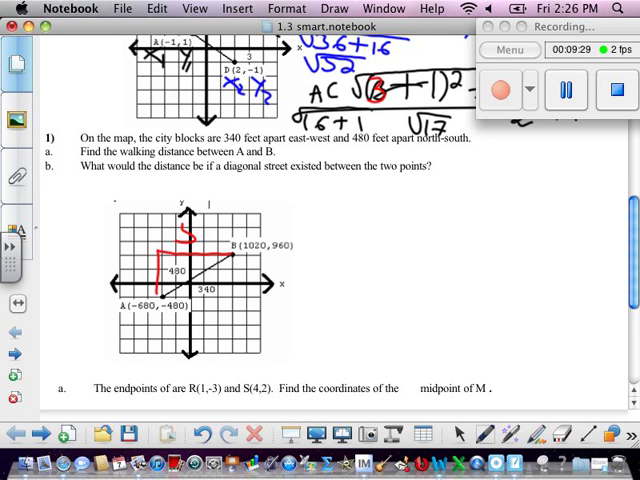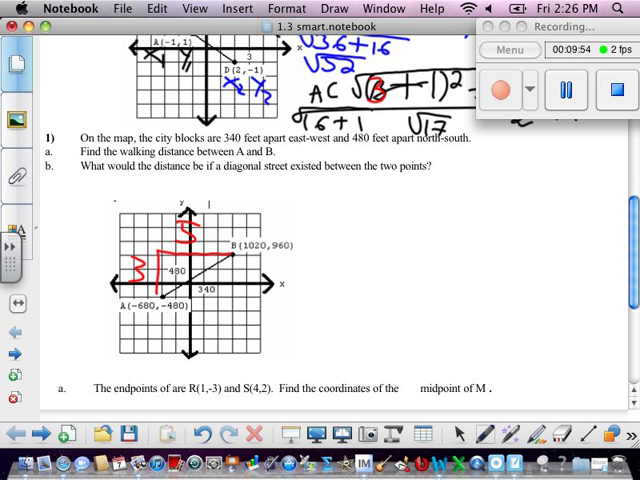So we're 5 and 3. So that's how many feet we have to go, right? 8. Everybody thinks I'm right? Yeah. What do the directions say? City blocks, east to west, are 340 feet. North to south, they're 480. So I went 8 blocks, and I went 8 feet.